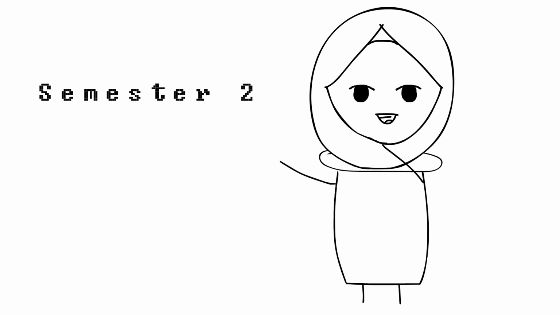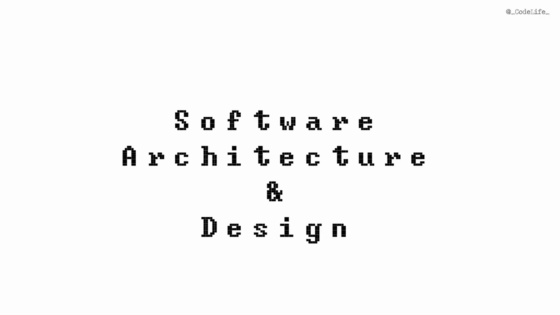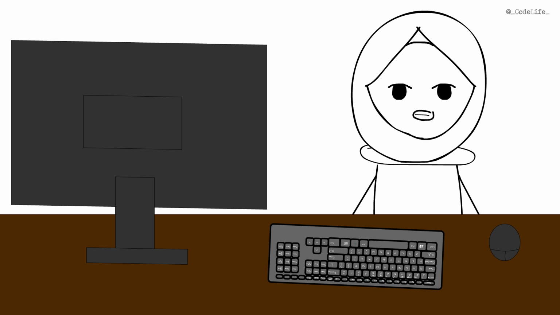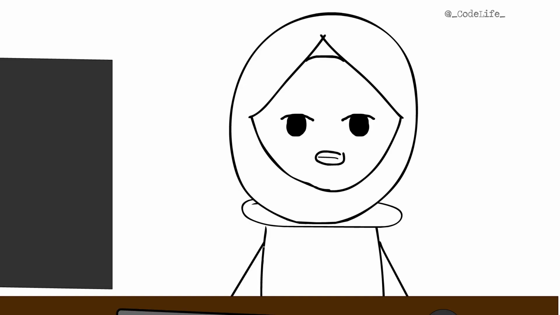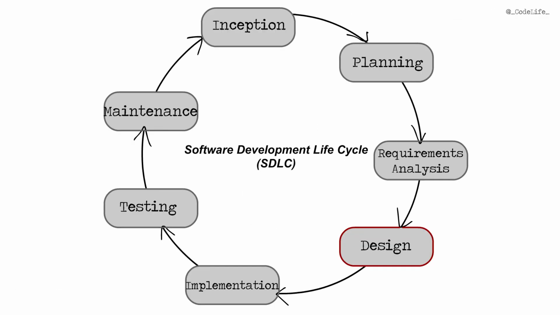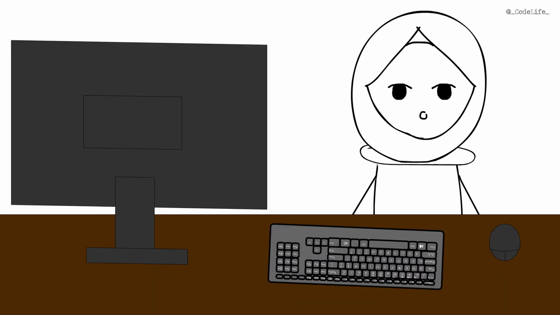In the second semester, we studied Software Architecture and Design. This was an extension to the Software Requirement Engineering subject. This is the next step of the software development lifecycle. We designed models. We used an app called StarUML for a project of our choice. We learned about different types of diagrams.